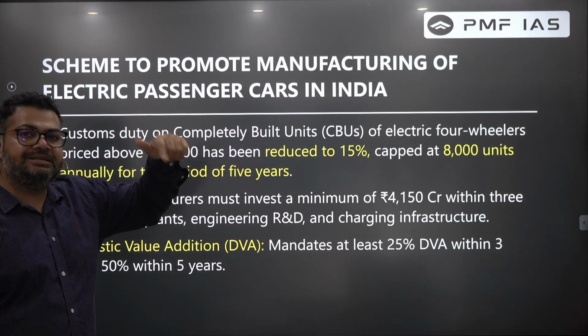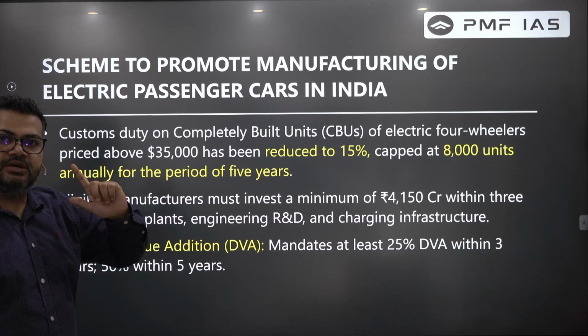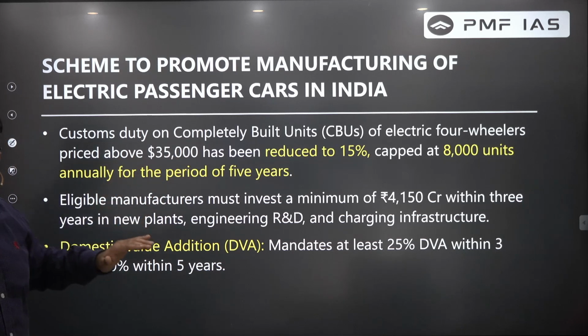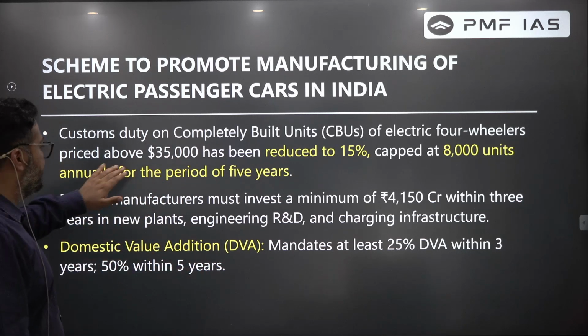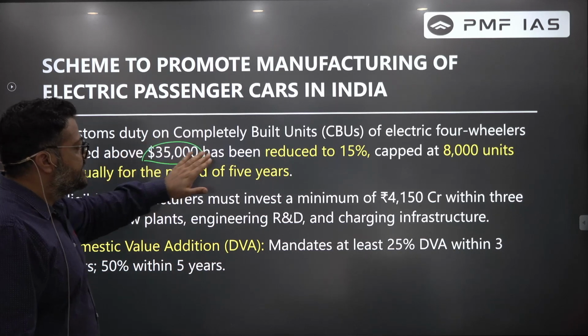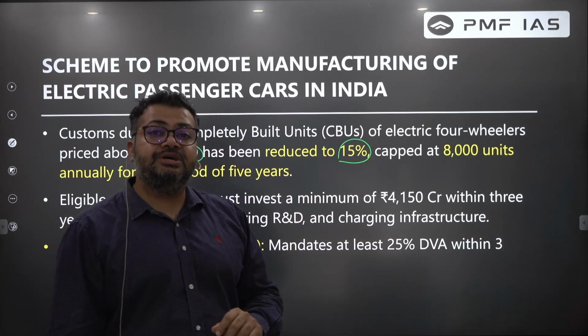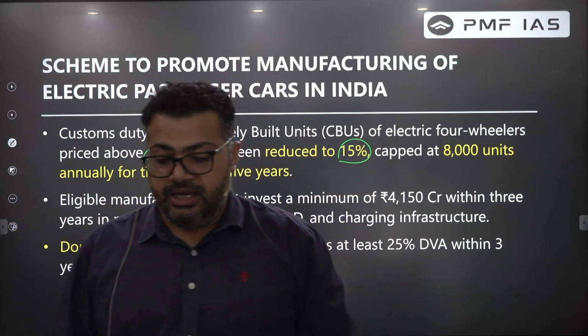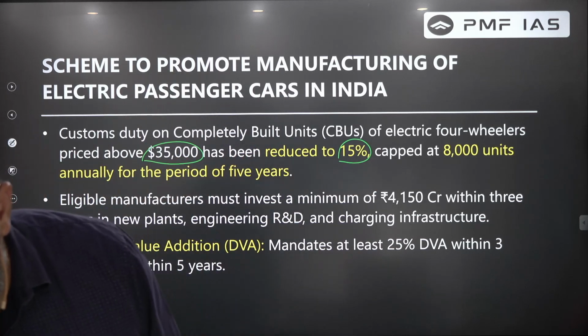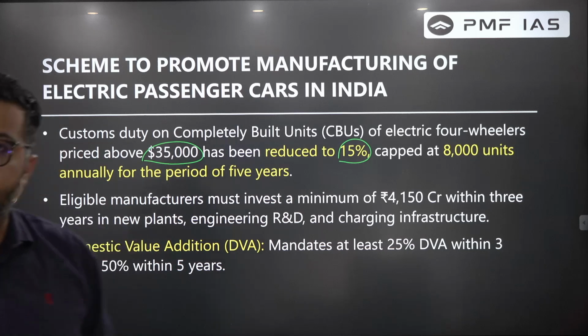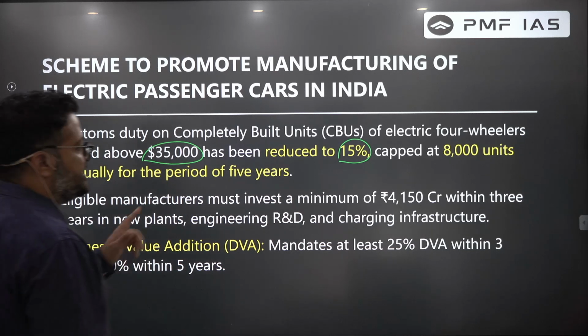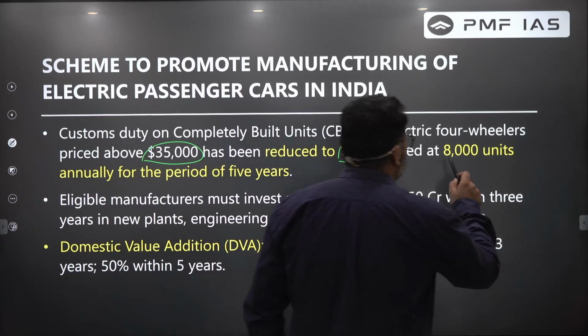So if there is a completely built unit coming from other countries of electric four-wheelers priced above $35,000, then the duty has been reduced to 15%. It was earlier 70 to 100%. But the cap has been put only for 8,000 units.